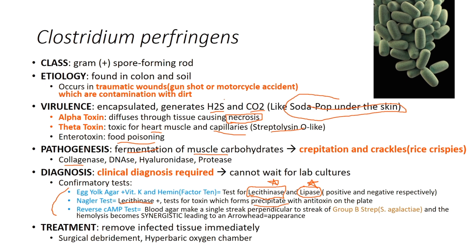The other guy is the reverse CAMP test. This is something that we streak at a 90-degree angle to our group B strep, or Streptococcus agalactiae. And what happens is hemolysis goes synergistically, and it makes this kind of arrowhead appearance. I can't really draw an arrowhead, but just imagine that's what the arrow looks like, and that's with our group B strep. So for treatment for these, we have to do surgical debridement. We can also put them in a hyperbaric oxygen chamber that can also help treat these patients.